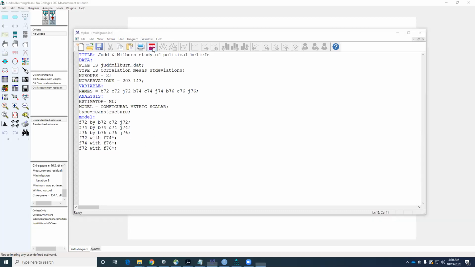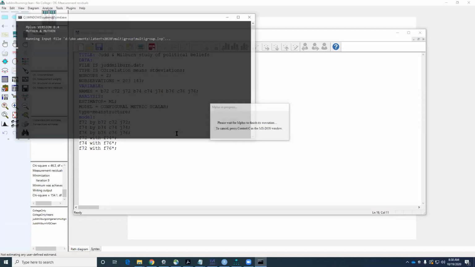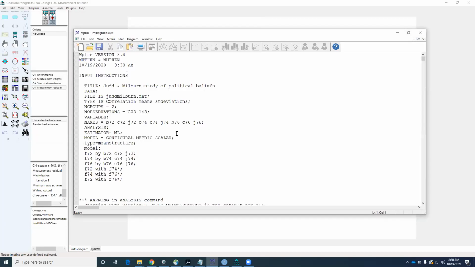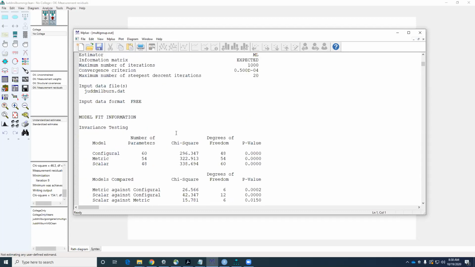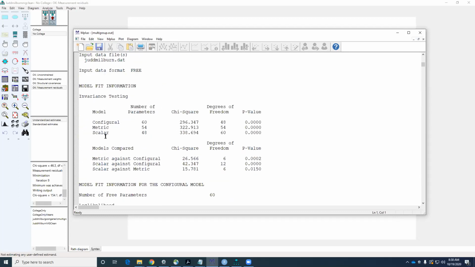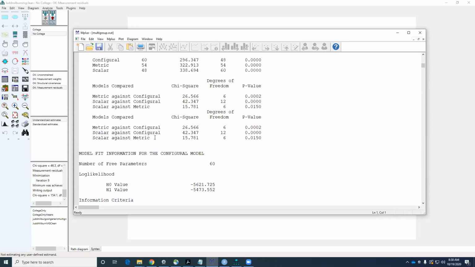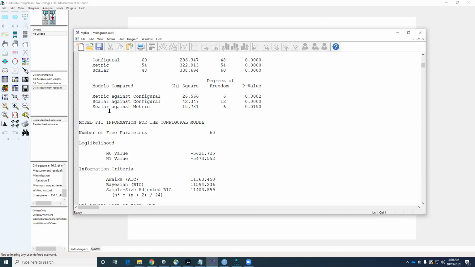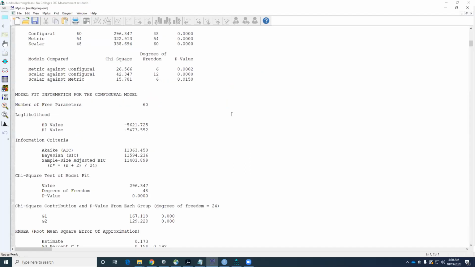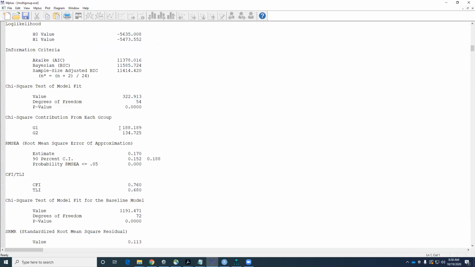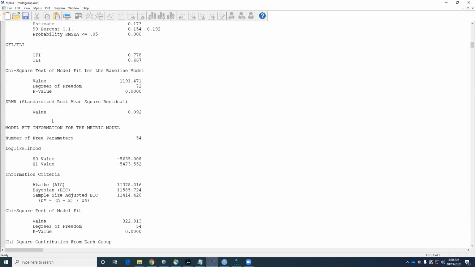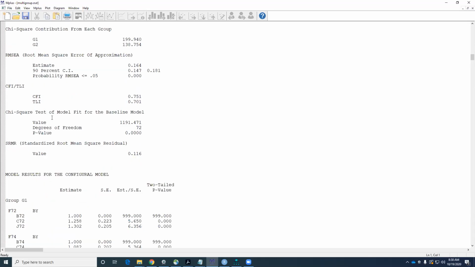So let's hit the run button and take a look at our output. It gives me the chi-square statistics for my 3 models, the configural, metric, and scalar. And it gives me chi-square difference tests. And the way to parse this is to come back and look at the individual models and see what's the same and what's different. So it gives me the fits for all my little metric models.